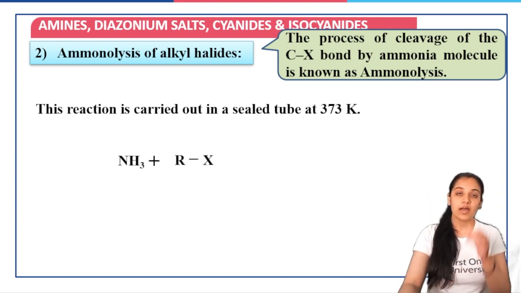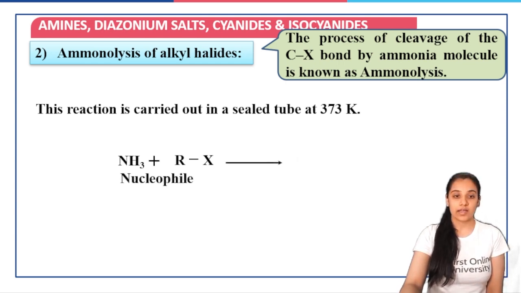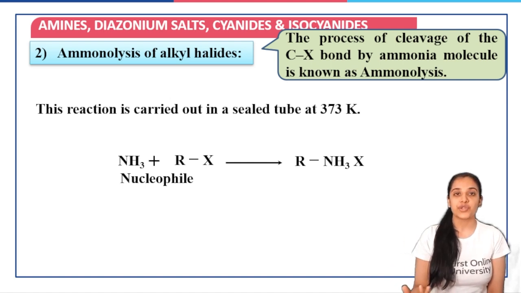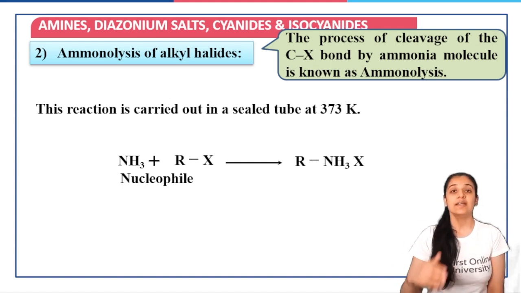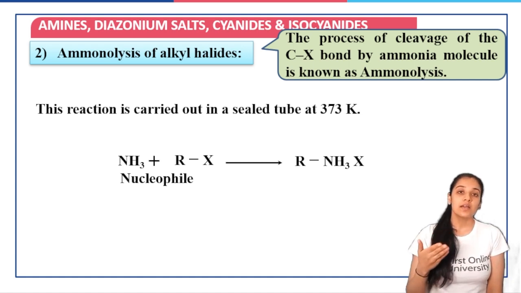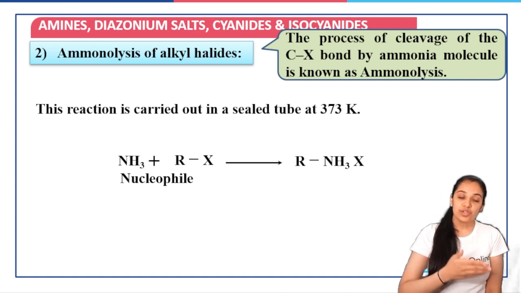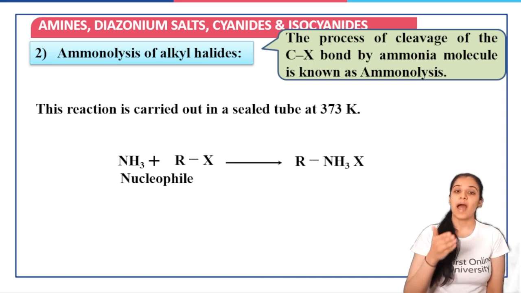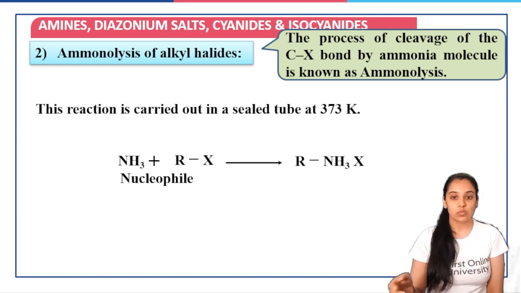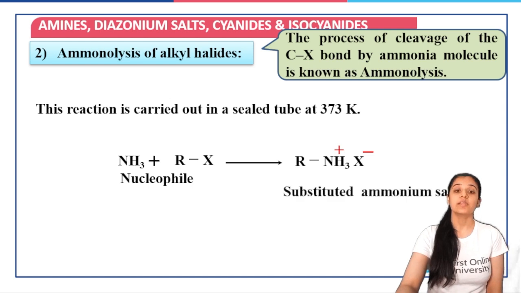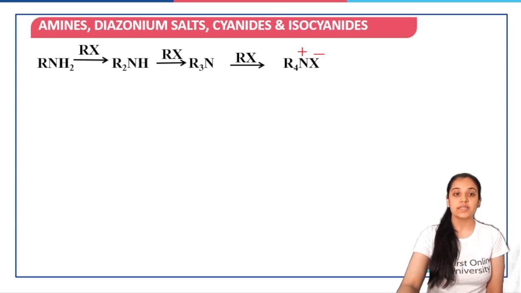So if we have ammonia and we add it to the alkyl halide, that is RX, the ammonia molecule is acting as a nucleophile. Out of RX, we know that X is more electronegative, Cl, Br, whatever it is, the halogen is more electronegative. Therefore, the positive part is basically the R group, right? So the nucleophile is going to attack this R group, and what we get is RNH3X, which is in the form of a salt. This is the substituted ammonium salt.